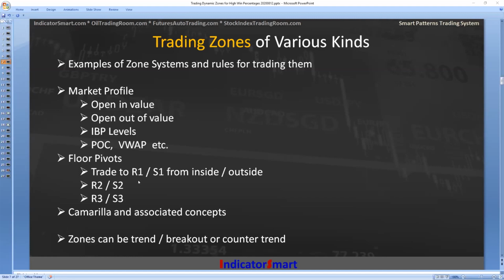Actually, if you open inside of a value area, there's a pretty high probability you're tagging one side or the other. Once the market starts trending there, there's a good chance it's going to carry through for you. So you trade in that direction until that goal is met.